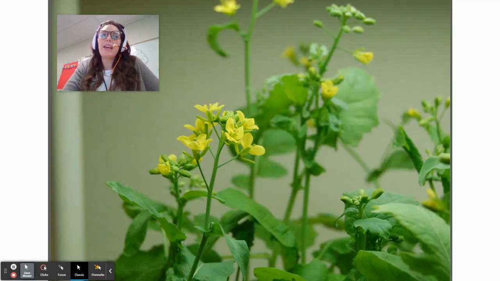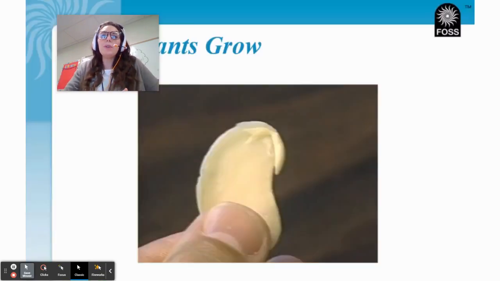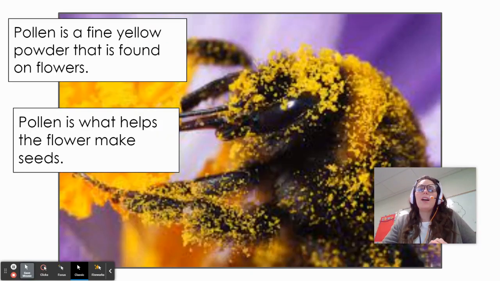Why do plants have flowers? Well, flowers are important because they produce the seeds. On the flower, there is pollen. Pollen is a fine yellow powder that is found on flowers. Pollen is what helps the flower make seeds. And you can see this bumblebee has pollen all over it from the flower.